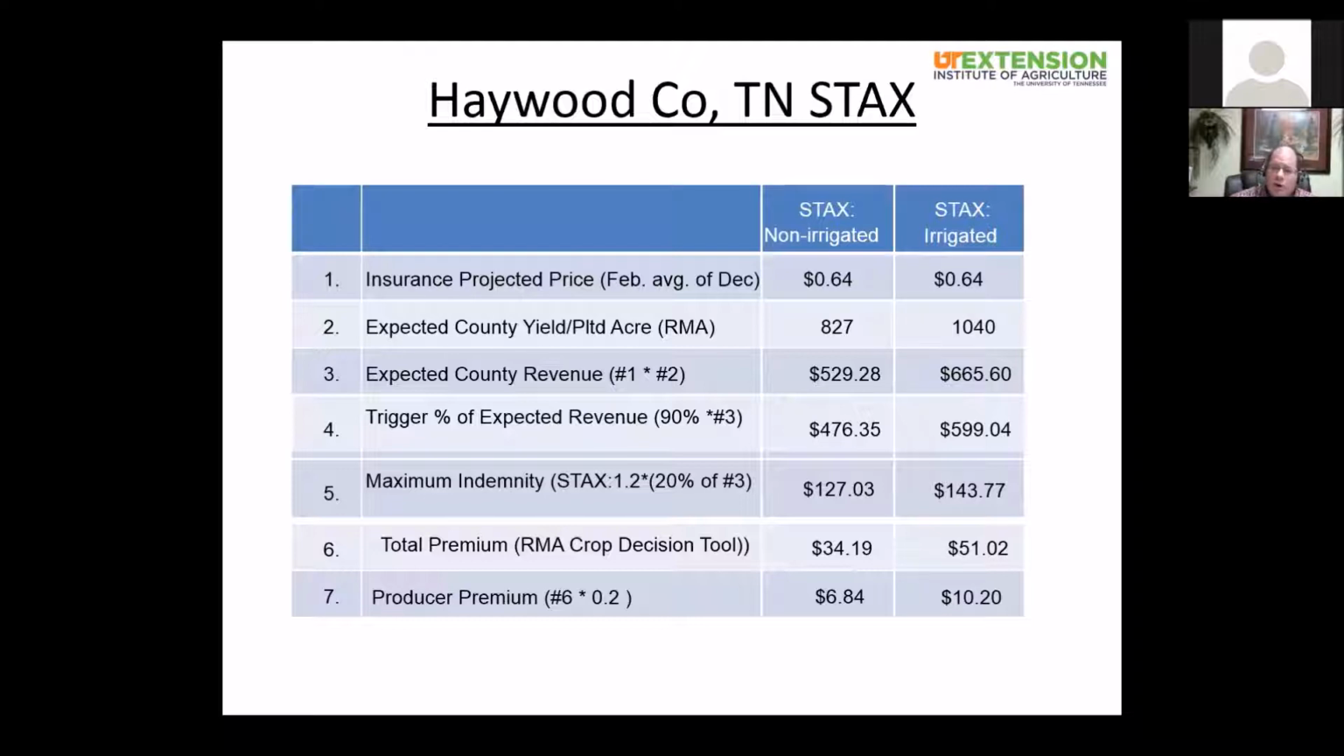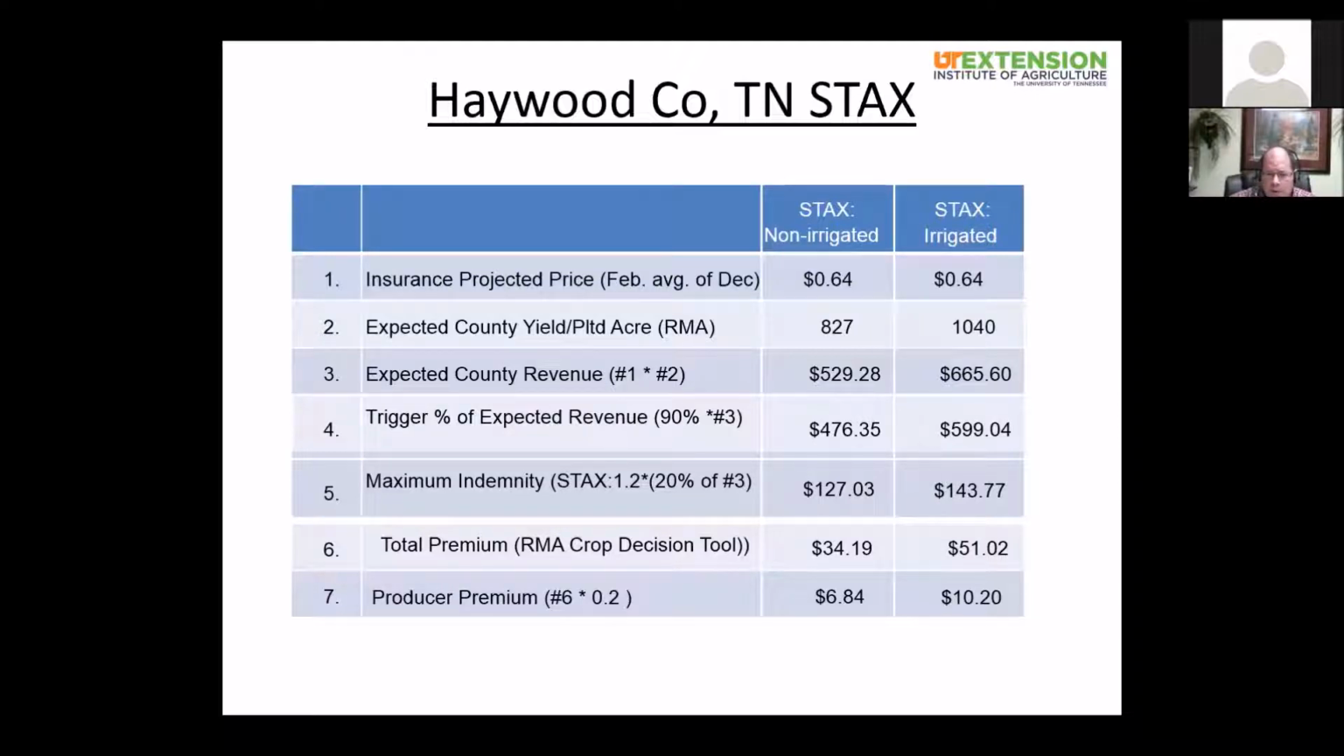Now let's switch over and look at the irrigated column. We got the same 64-cent projected price. Our expected county yield is 1,040 pounds. So our expected county revenue is 660, we'll say 666. 665.60 is what it calculates out. And I imagine there'll be some rounding in all this.